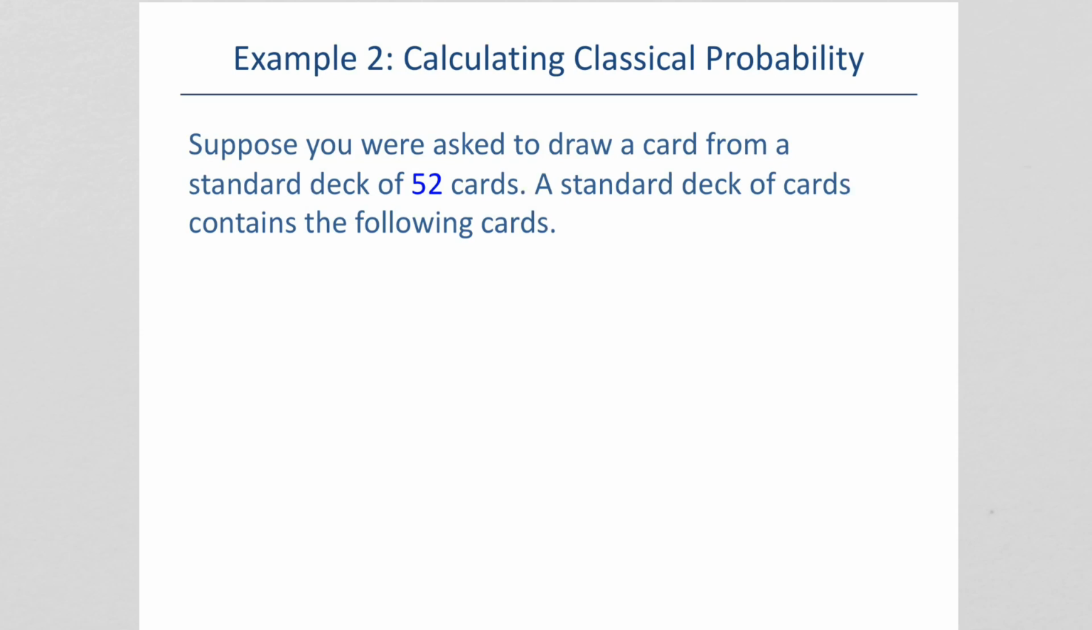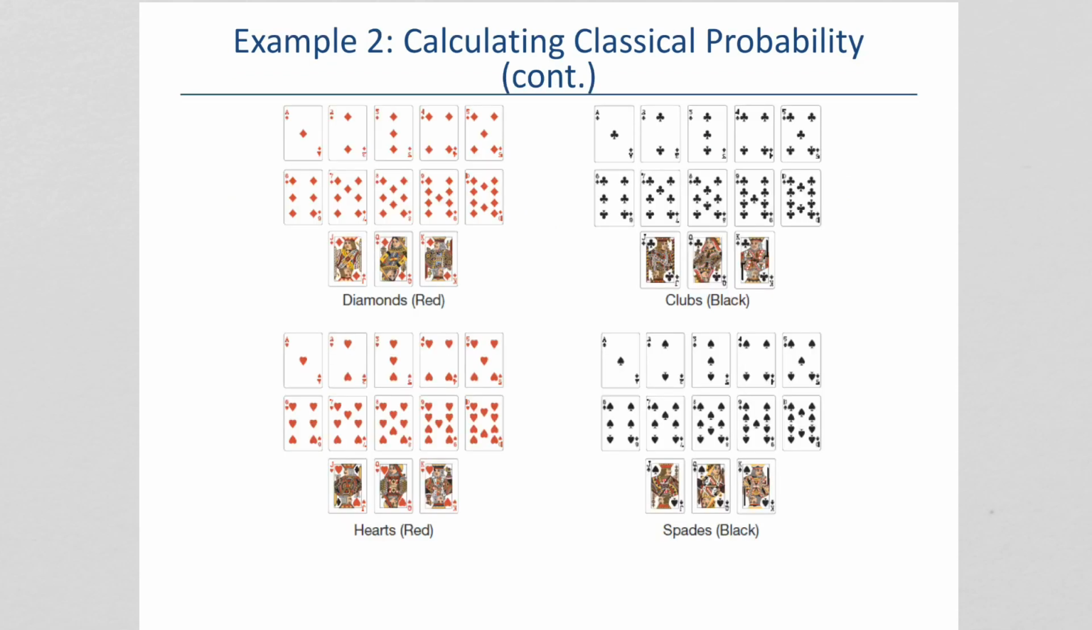Suppose you were asked to draw a card from a standard deck of 52 cards. A standard deck of cards contains the following. We have red cards, they're the diamonds or the hearts. There's black cards, they're clubs or spades. There's 13 in each suit, so 13 diamonds, 13 clubs, 13 hearts, 13 spades. And they start with an A, and then 2, 3, 4, 5, 6, 7, 8, 9, and 10. And then we have Jack, Queen, and King.